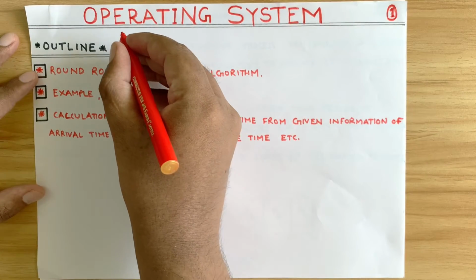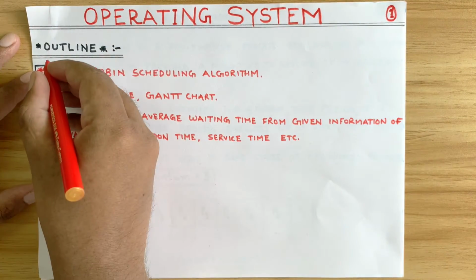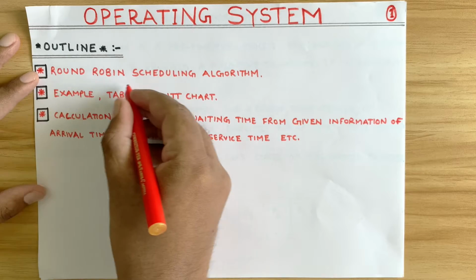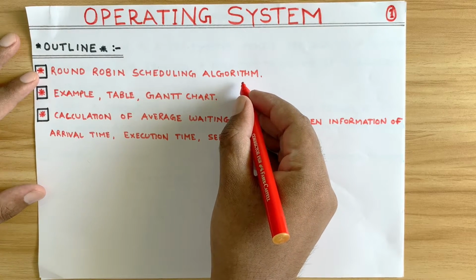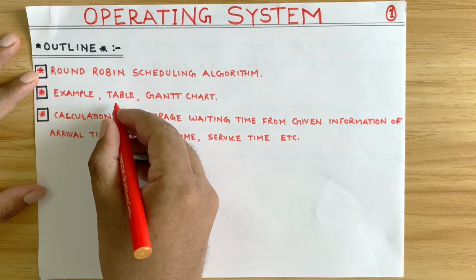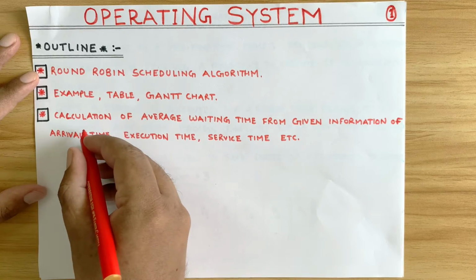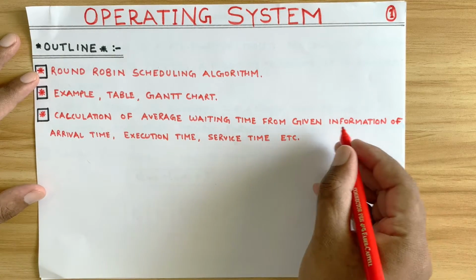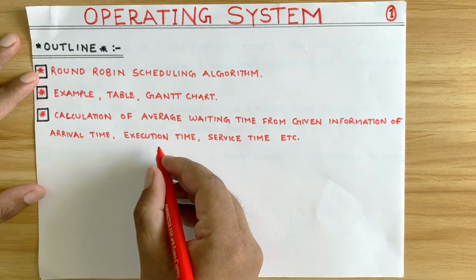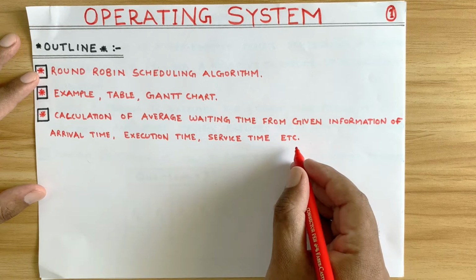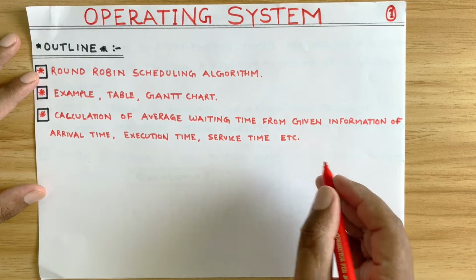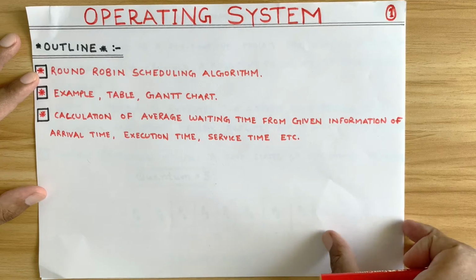Hello everyone, in this video on operating systems, we will see the round robin scheduling algorithm. We will see an example with a table and Gantt chart, and we will calculate the average waiting time from the given information of arrival time, execution time, service time, etc. So let's continue.